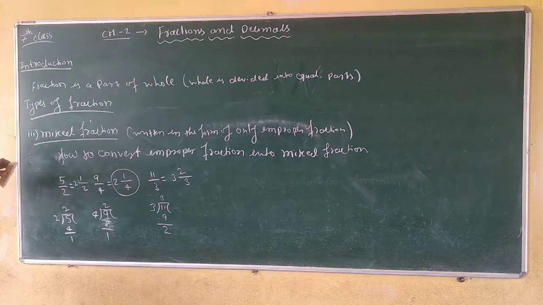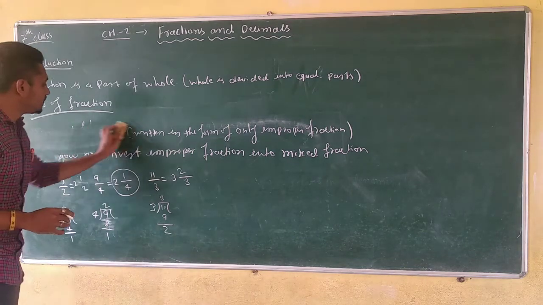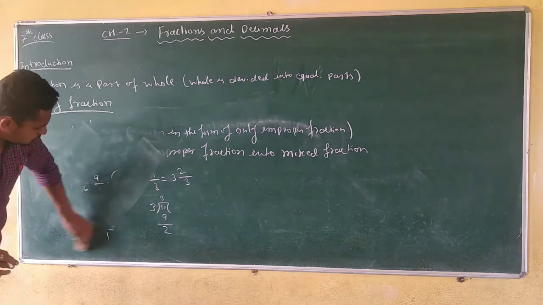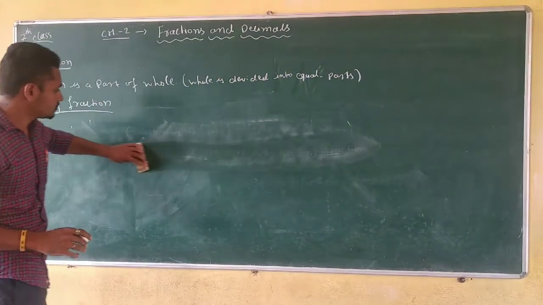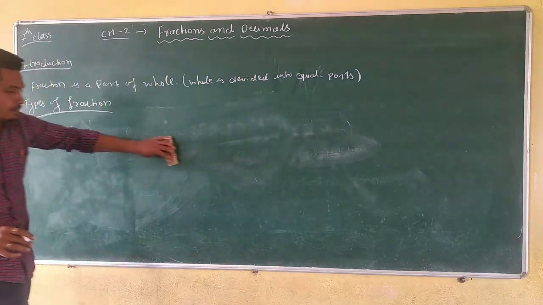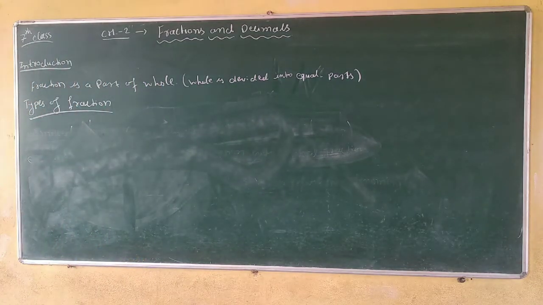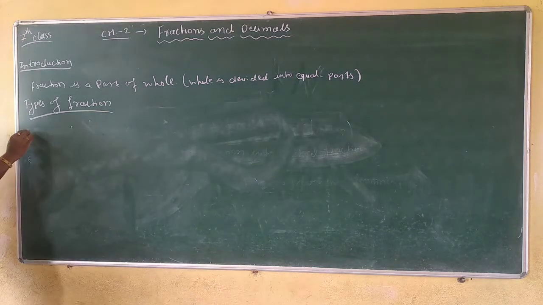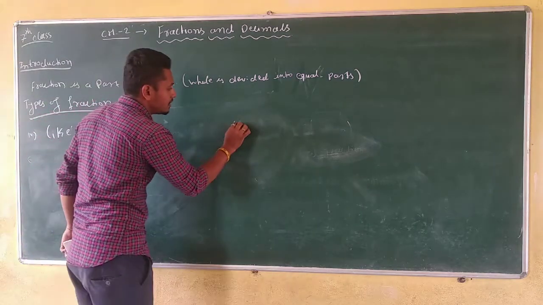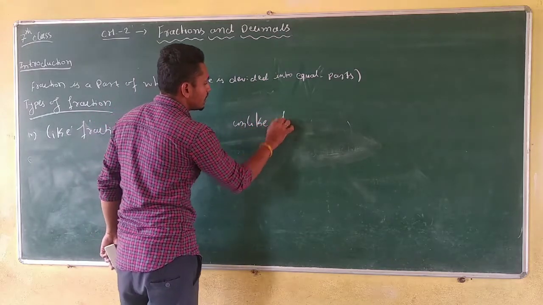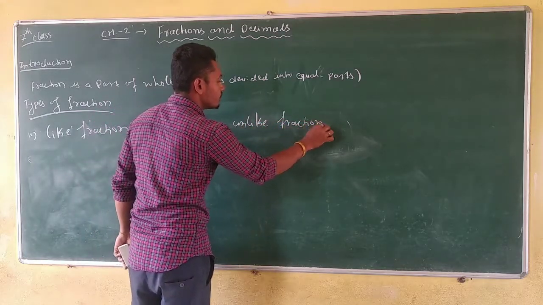Okay. So now move towards the fourth type of fraction. Okay, so the fourth type of fraction is like fraction and unlike fraction.